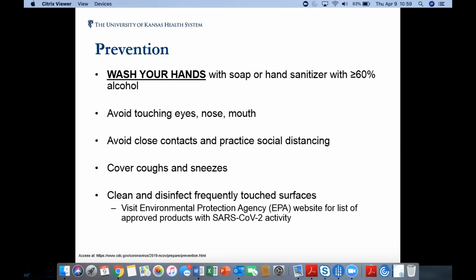Avoid touching your eyes, nose, and mouth. Make sure you avoid close contacts and practice social distancing. Cover your coughs and sneezes, and then make sure you clean and disinfect your frequently touched surfaces. So as I said before, these would be things like countertops, door handles, light switches, your mouse, keyboard, phone is another big one. So make sure you visit the Environmental Protection Agency's website. If you're not sure whether or not your product has activity against SARS-CoV-2, they have a really nice list there. And then in the bottom left-hand corner, you can visit the CDC's website that has all of this information. I think they also have a link to the EPA's website.